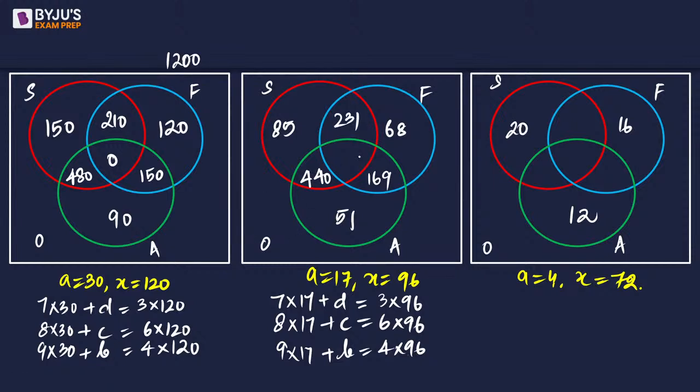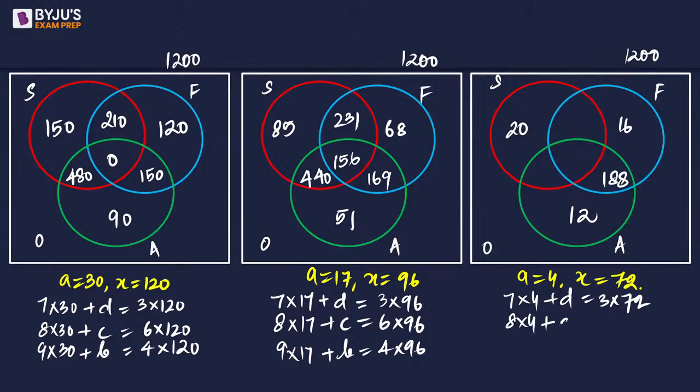Now, if we add all the values and the overall is 1200, and if we subtract, this is going to give us 156. 156. Next one, third scenario, overall it is 1200. So we will have 7 into 4 plus d is equal to 3 into 72. So this will result in d is equal to 188.